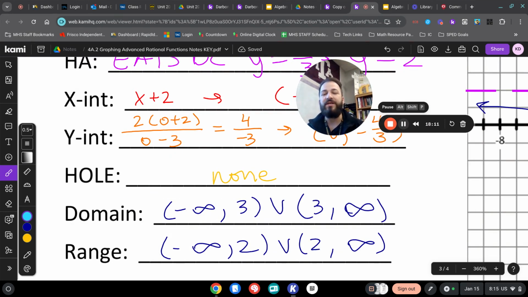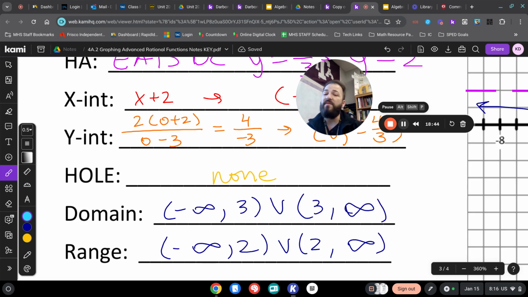All right, y'all. And we did not have any factors cancel when we did our simplifying. We reduced some GCFs, but we did not cancel out any factors. So our hole in this case would be none. And then for our domain, the only thing that we're excluding from the domain is that vertical asymptote of x = 3. So our domain is negative infinity to 3 in union with 3 to infinity. And our range, the only thing we're excluding is that horizontal asymptote. So we're going from negative infinity to 2 in union with 2 to infinity.